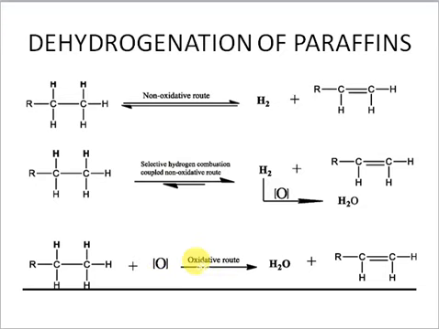Then this is the oxidative route. Here you can see that we have two reactants and we get two products. This is the oxidation. The two hydrogens which are removed react with oxygen to form water. And here we have the alkene, which is our product.